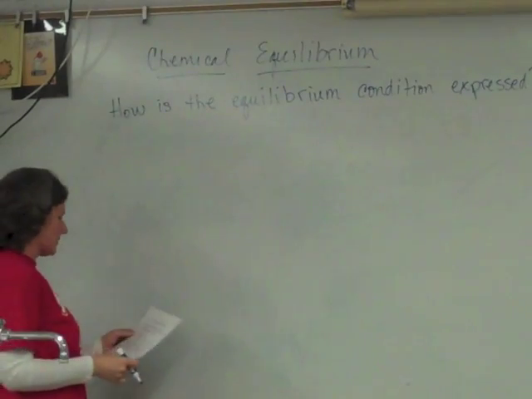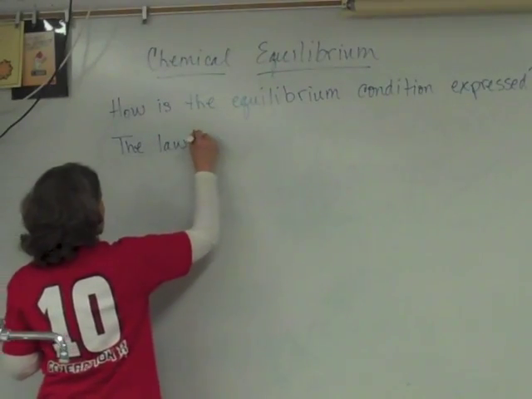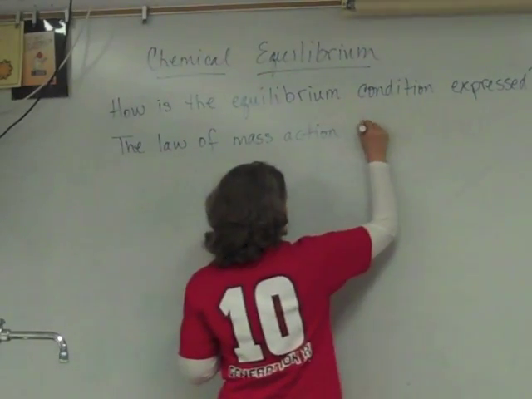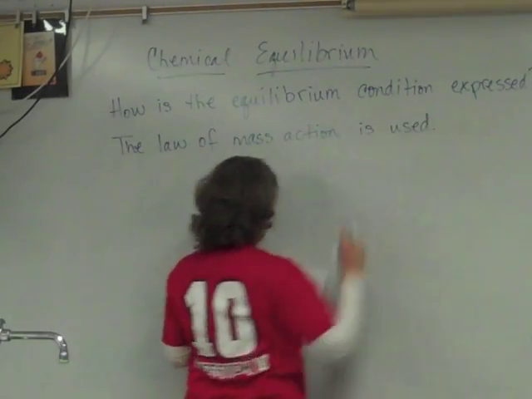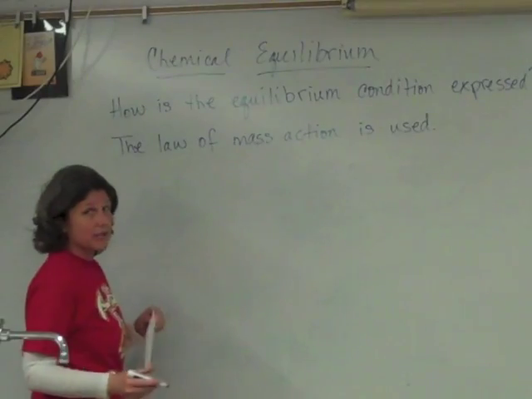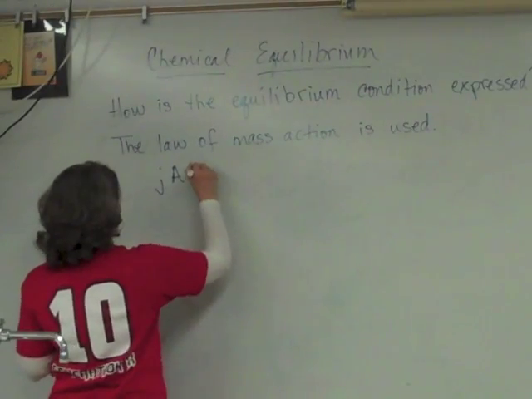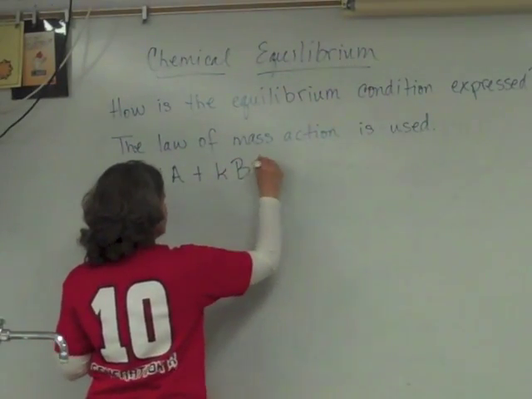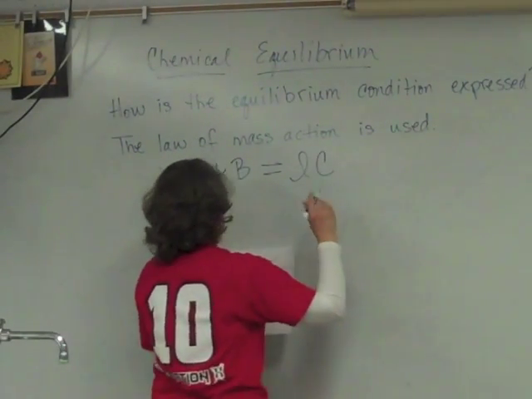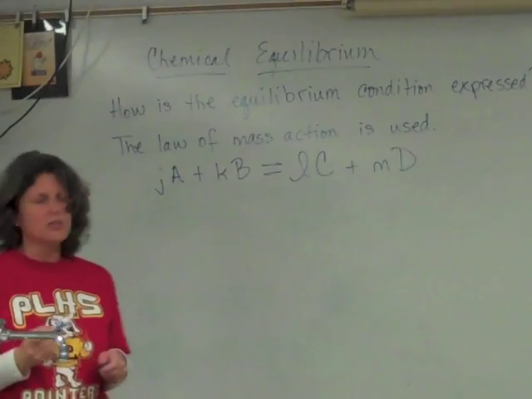Well, we use the law of mass action. So that would be, for example, jA plus kB gives you lC plus mD. Okay, this is just a model. This is just an example.